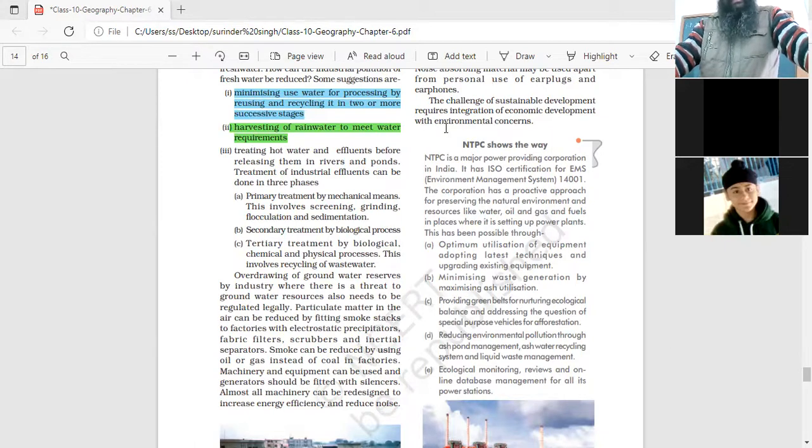Fifth, pollutant absorbing vegetation should be planted in areas where industrial wastewater is discharged in larger quantities.